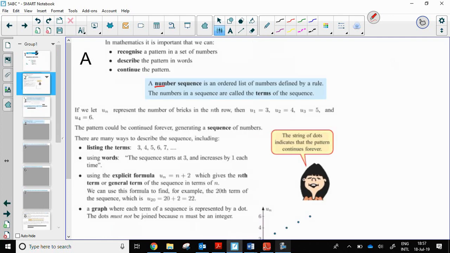Okay, section A, not too tough. We're talking about number sequences here, just patterns of numbers. And we need to be able to recognize those patterns, describe them. We'll talk about that in a moment. And then, of course, once we understand them, we should be able to continue patterns, both forwards and backwards.